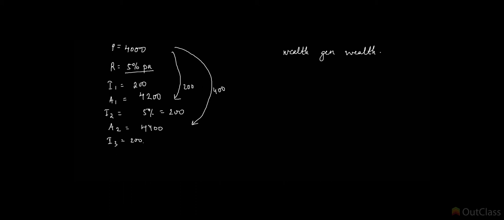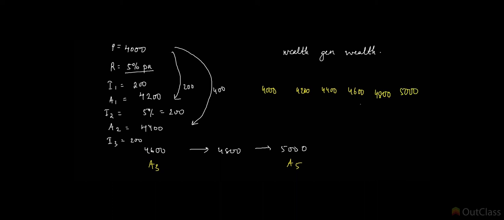Interest for the third year is also the same, and you get to 4,600 and then to 4,800 and then to 5,000. And these are the two data points that are given to us. The amount in 3 years was 4,600, amount in 5 years is 5,000. So notice that it is an arithmetic progression. We got 4,000, 4,200, 4,400, 4,600, 4,800 and 5,000. Amount at the end of 1 year, 2 year, 3 year, 4 year, 5 year, and then you have the principal of 4,000.